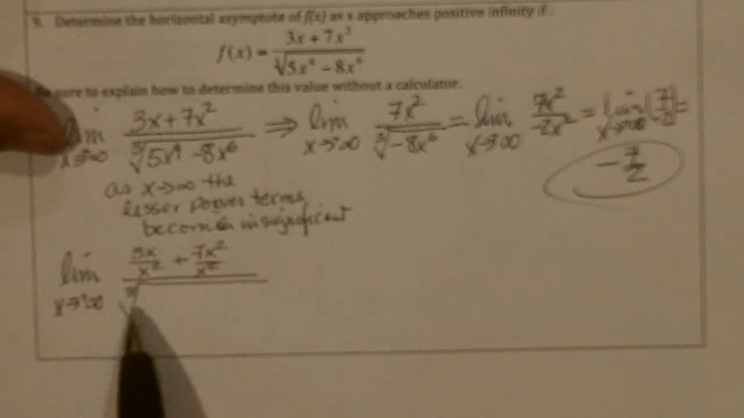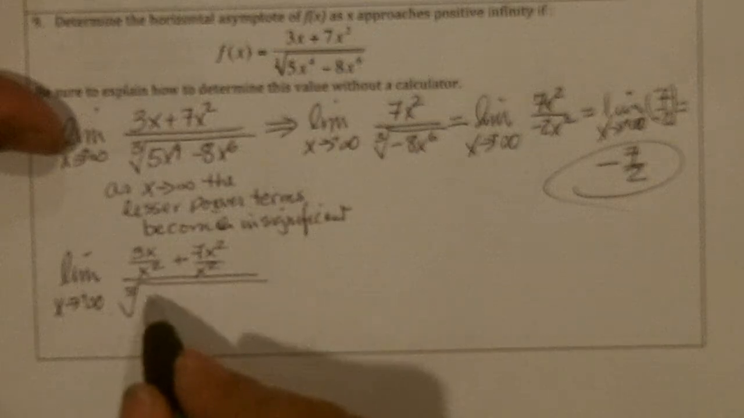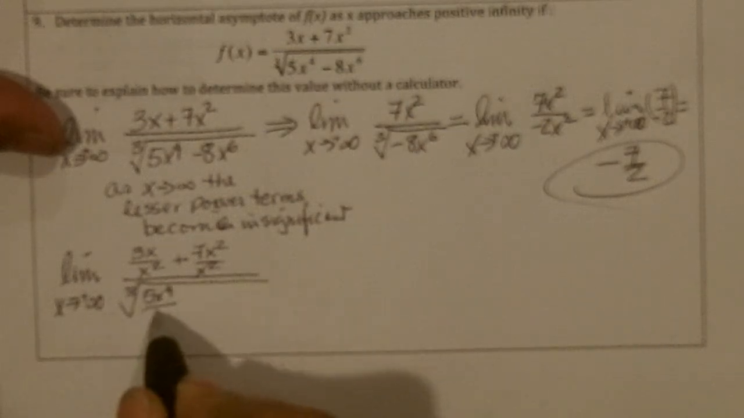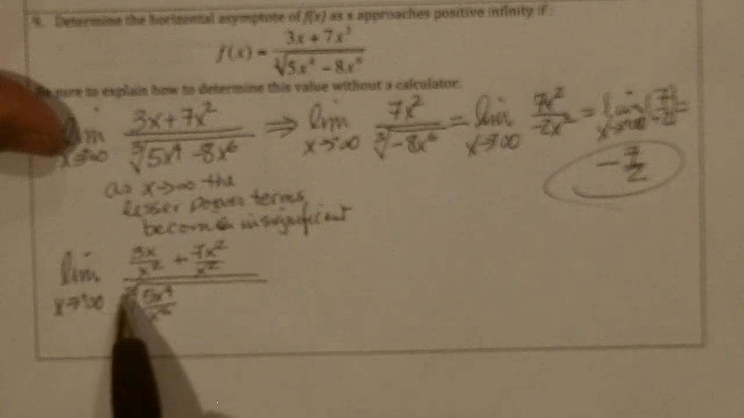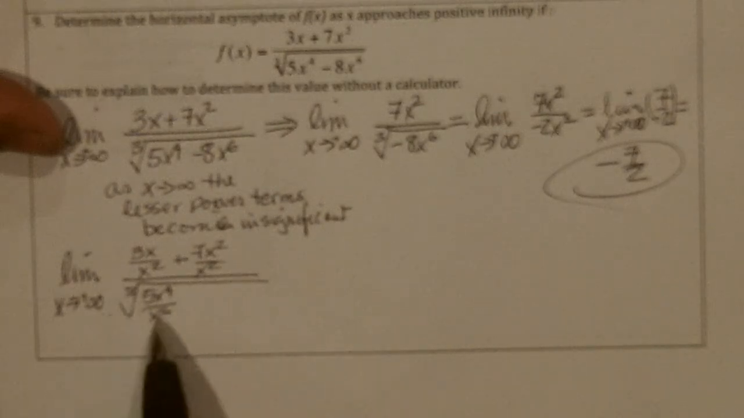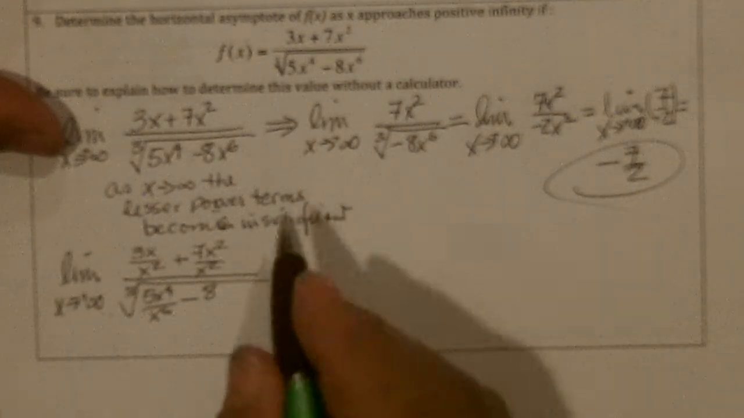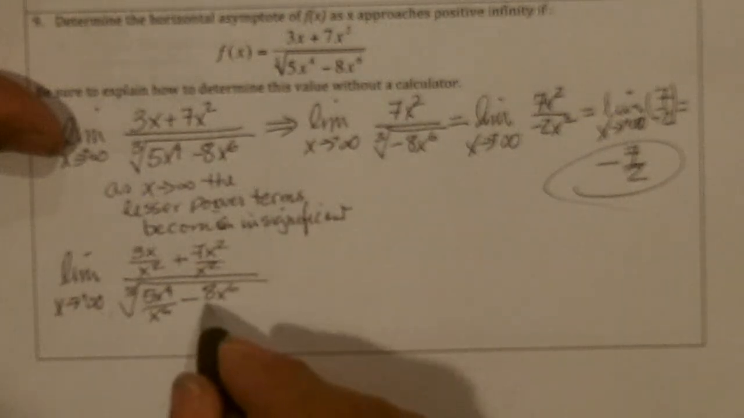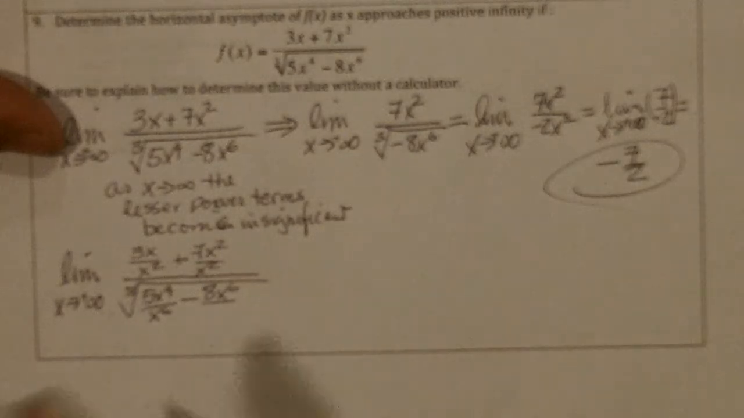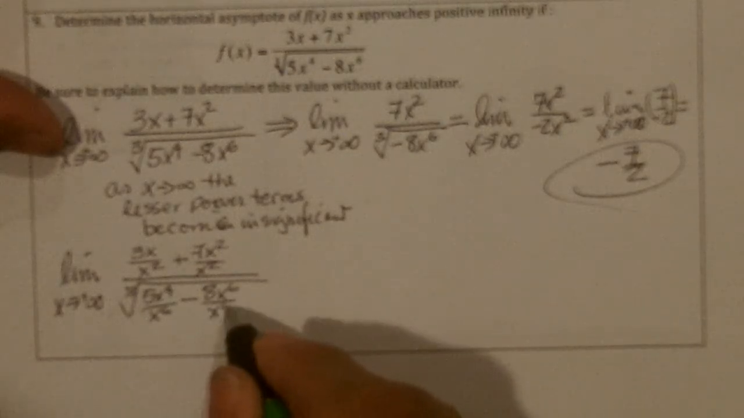Well, the cube root of what is x squared on the outside? Well, that'd be the x to the 6th. So we're going to have 5x to the 4th over x to the 6th. The cube root of x to the 6th is x squared. That's where we get the x squared inside, minus 8 x to the 6th over x to the 6th.